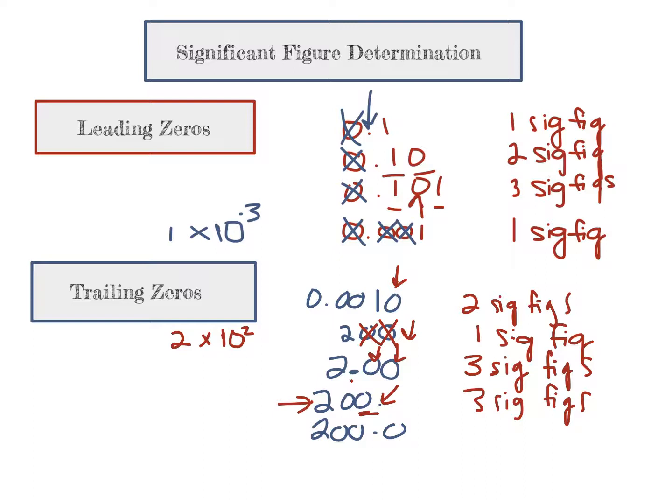Our last digits here in this 200.0, this is an even better measuring device than the last 200 because we have the uncertain place in this last set of numbers. So we would call this one 4 sig figs.